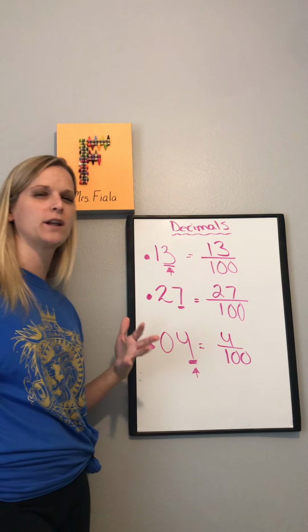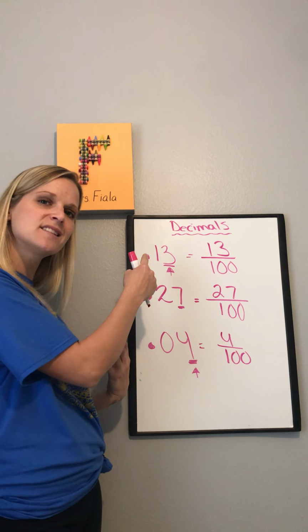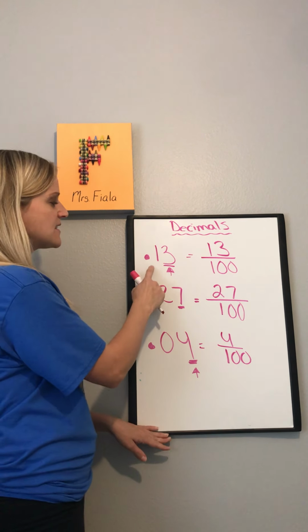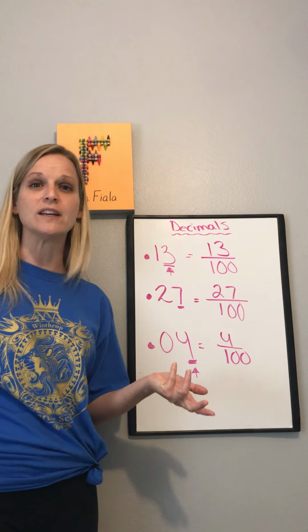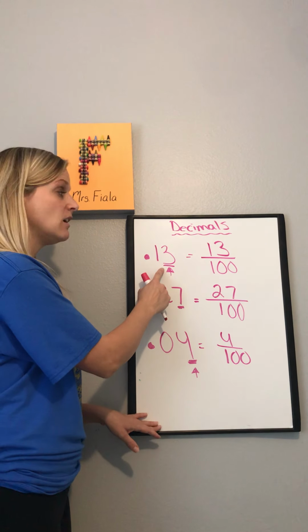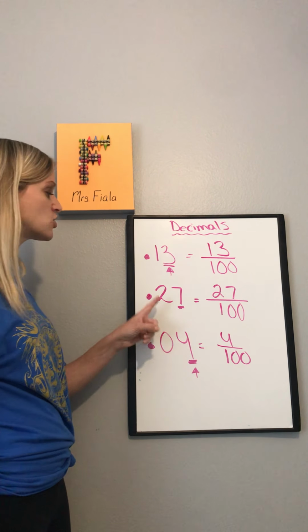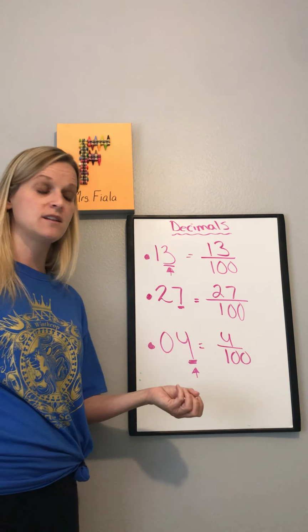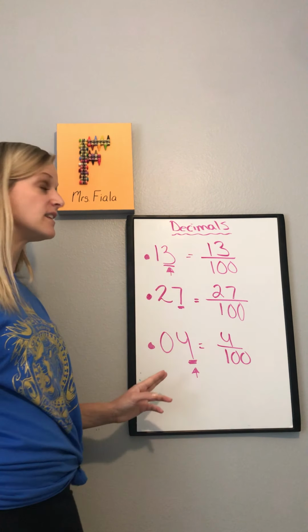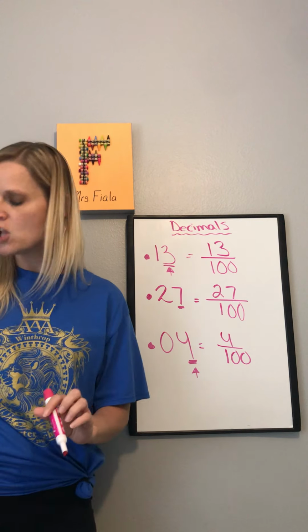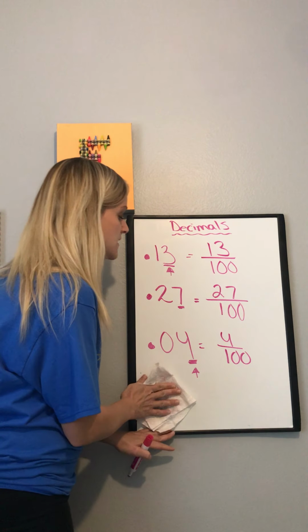Now I want to go over really quickly with you, how do you really say this? Okay, so when I see this decimal, I don't say 0.13, I don't say 0.27, I would say 13 hundredths. This is 27 hundredths. This is 4 hundredths. That's how I would say these decimals, okay? So let me show you some in the tenths place.